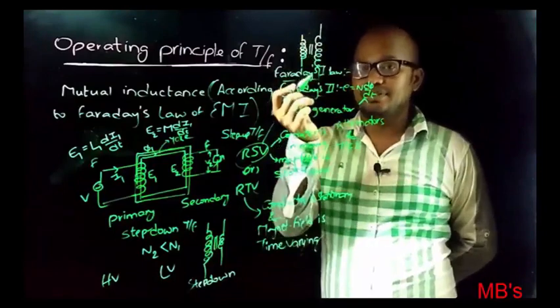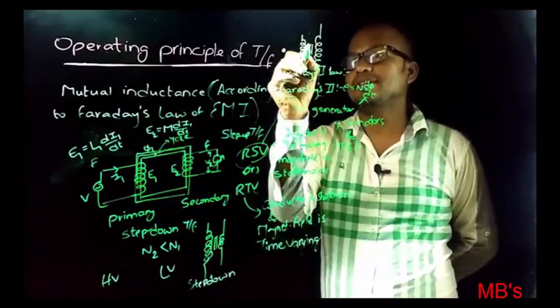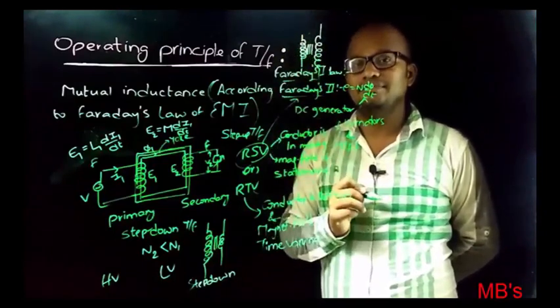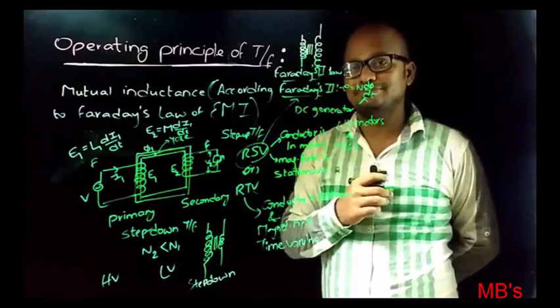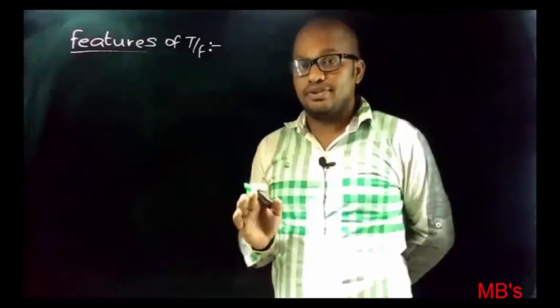And to represent a three-phase transformer, simply draw an extra vertical line which represents the three-phase transformer core. Now let's discuss the features of transformer.